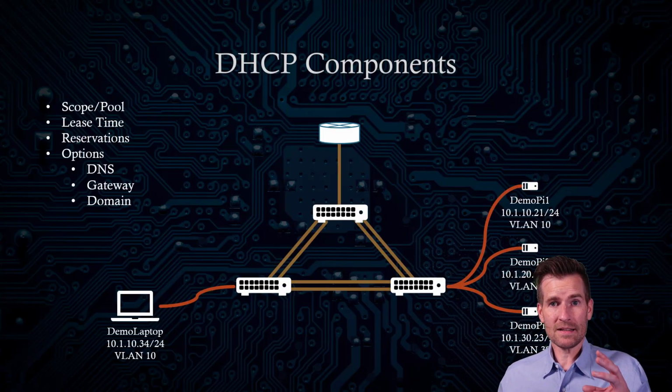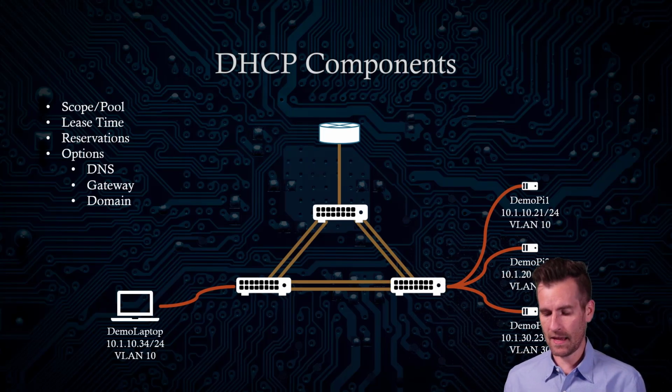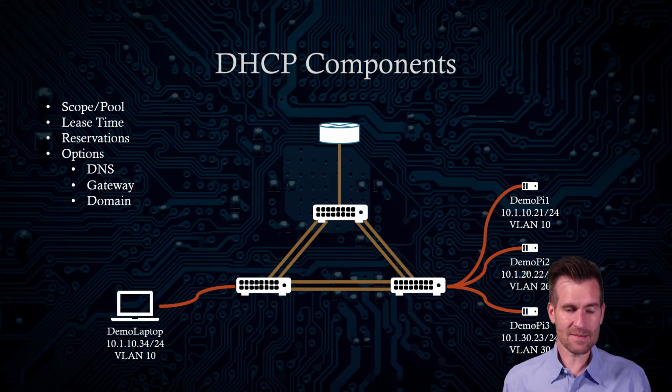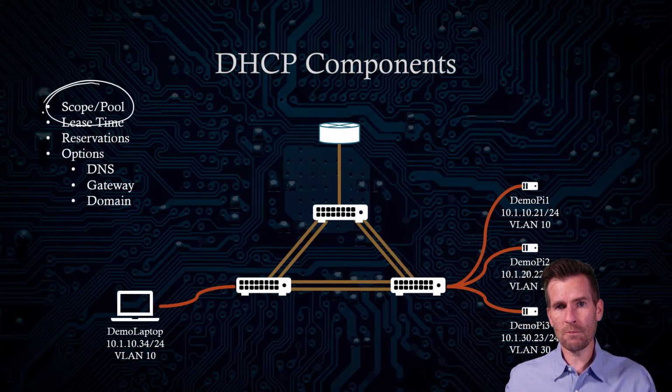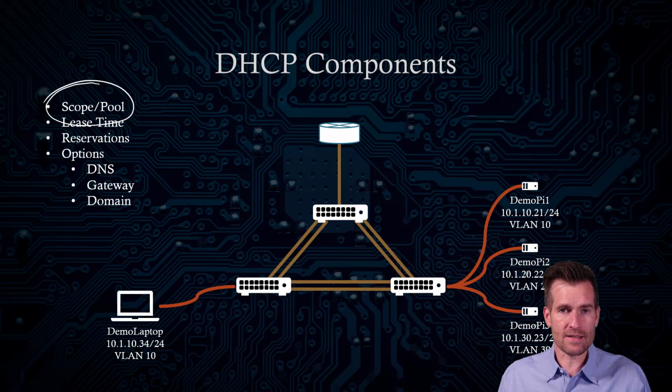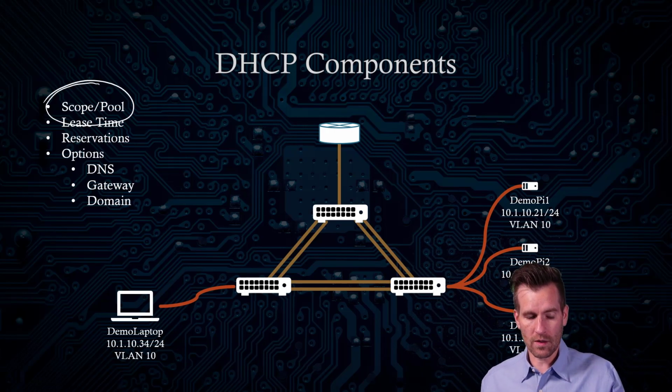There are some different components that you should probably understand when it comes to DHCP. Some terminology, some aspects to this. First of all, is the scope or the pool. The scope or the pool is the range of addresses that can be handed out. And so we have the scope or the pool.